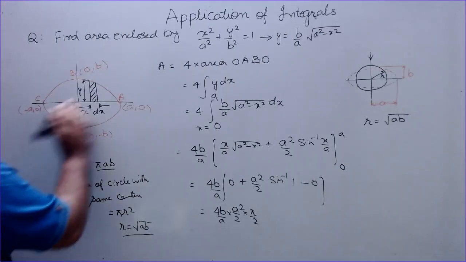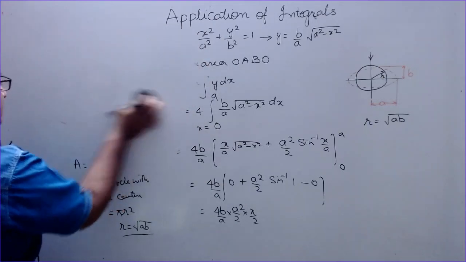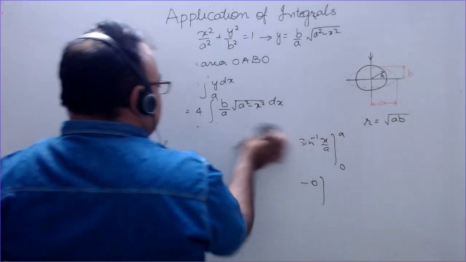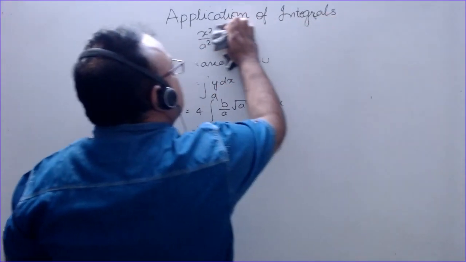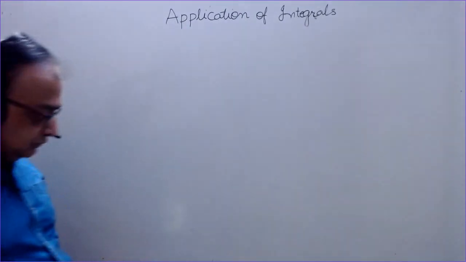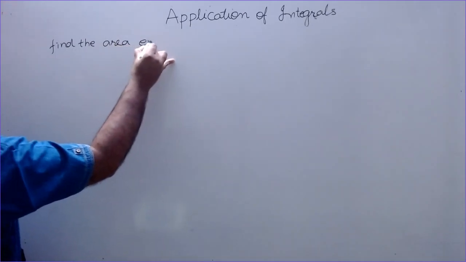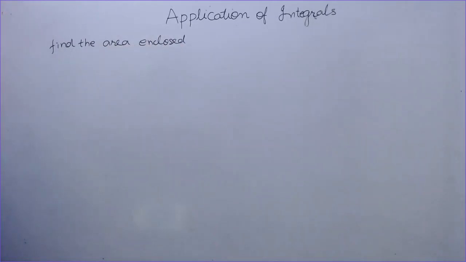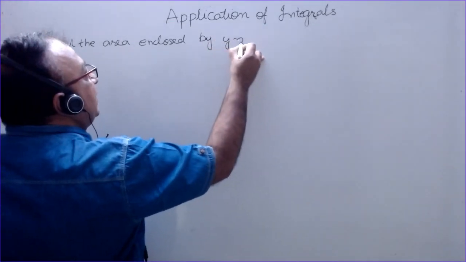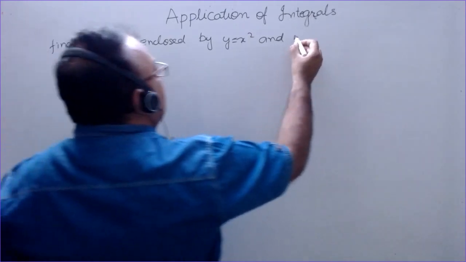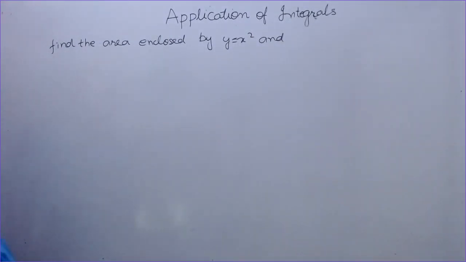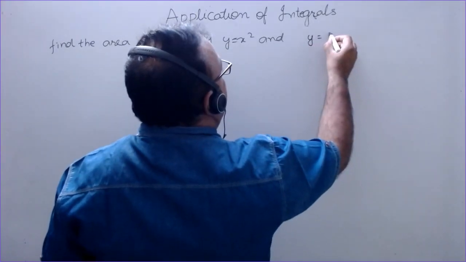Now after this, we have to solve the next question. We have to find the area enclosed by a curve and a line. So the question is, find the area enclosed by y equal to x square and y equal to 4.